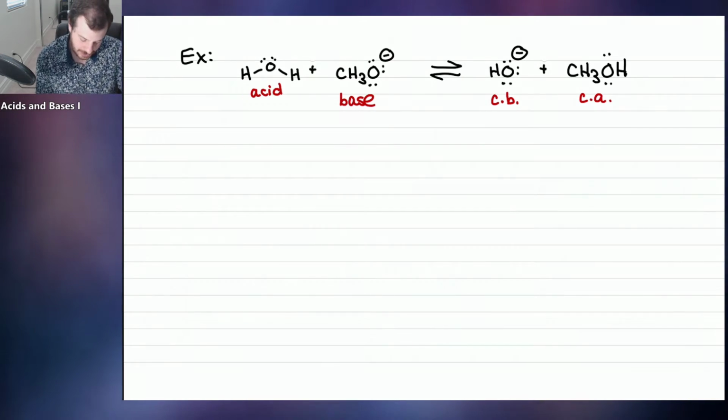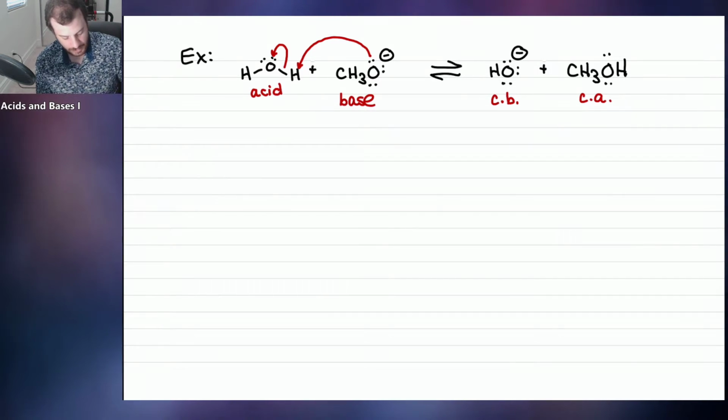Now we draw our first arrow. It goes from the lone pair of our base to one of the H's of our acid. And then our second arrow goes from the proton bond to whatever that proton is originally attached to in the acid, to deliver that lone pair to the conjugate base. And there's our arrow pushing mechanism. Let's do another example.